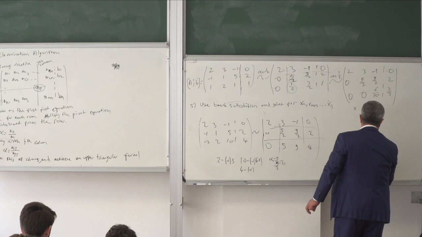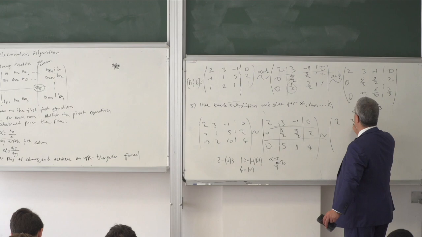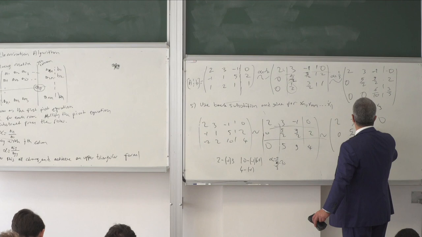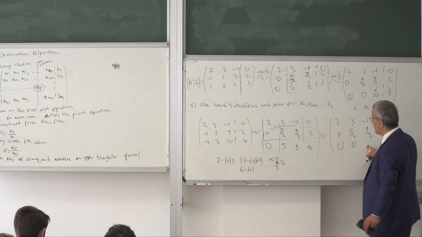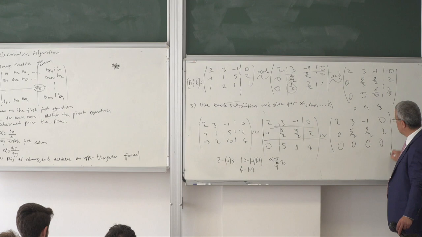Okay. So what will this be? 2, 3, minus 1, 0, 0, 5 over 2, 9 over 2, 2. This will be 0, 0, and this will be? Huh? 0, and this will be? 0. Okay.